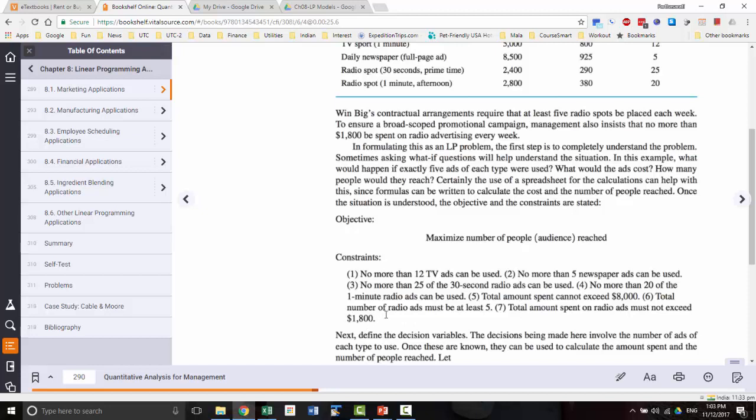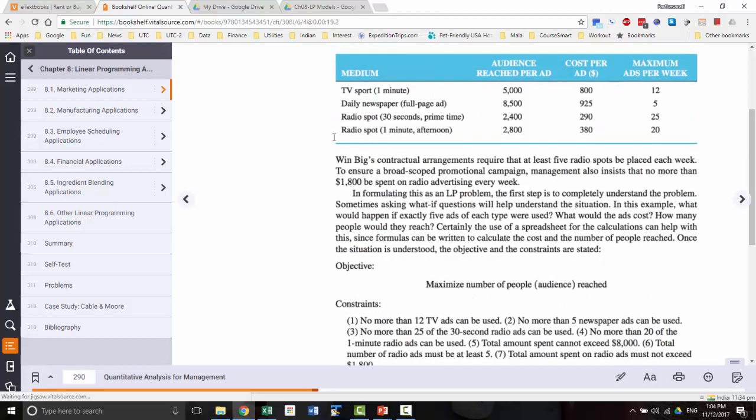So it's a good idea to identify what the constraints are that we need to model. There are 7 constraints that we have to model. Then this is the objective. And the decision that we need to make is how many ads we are going to run per week in each of these 4 mediums.